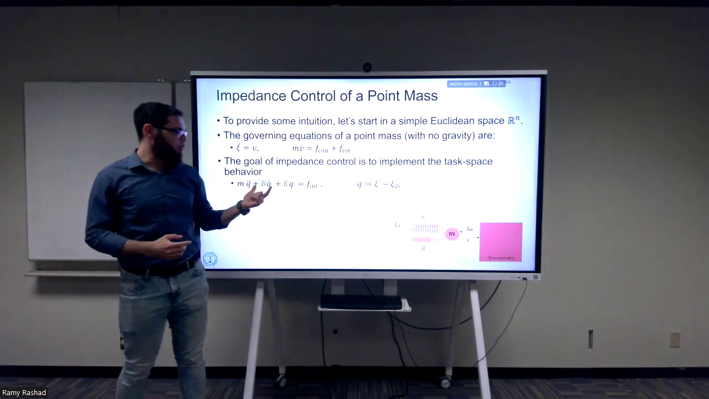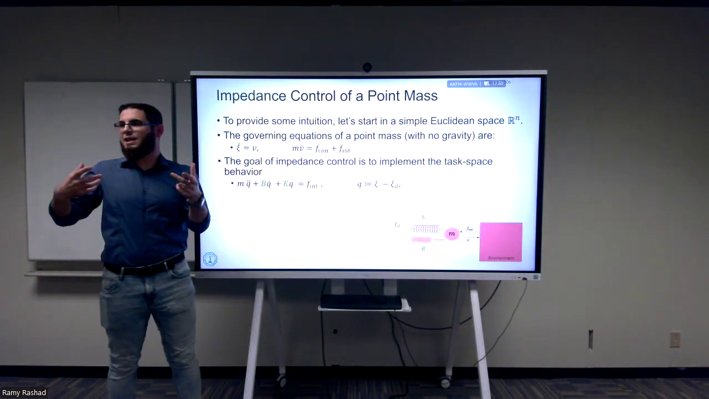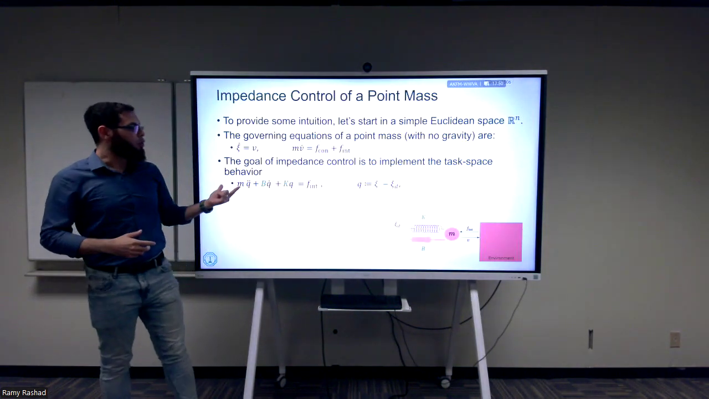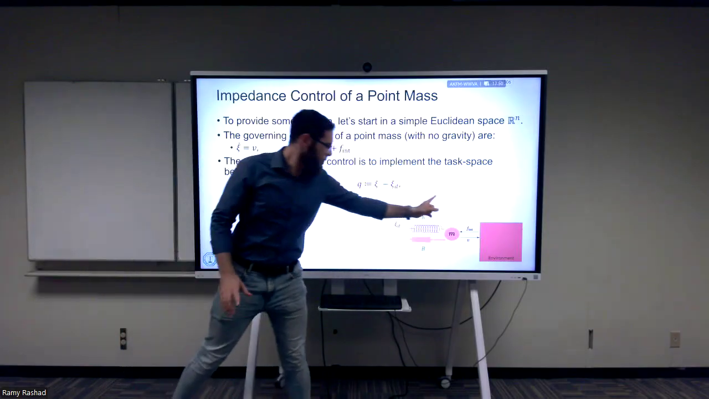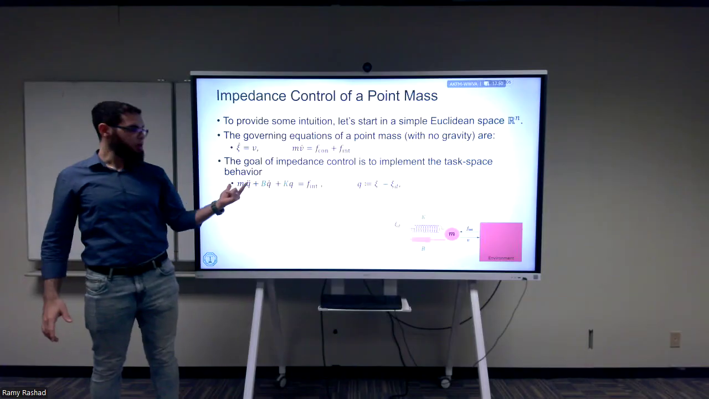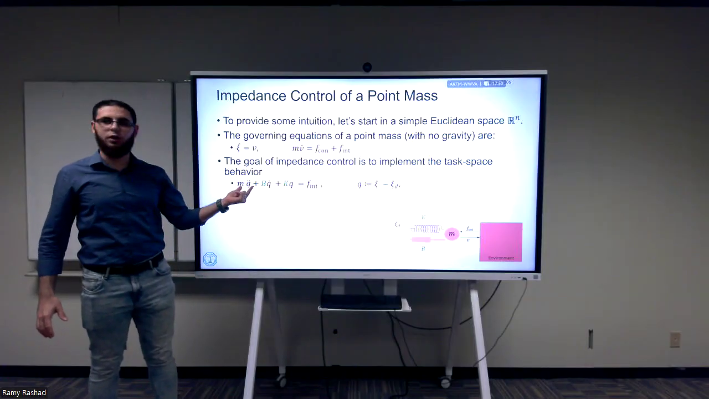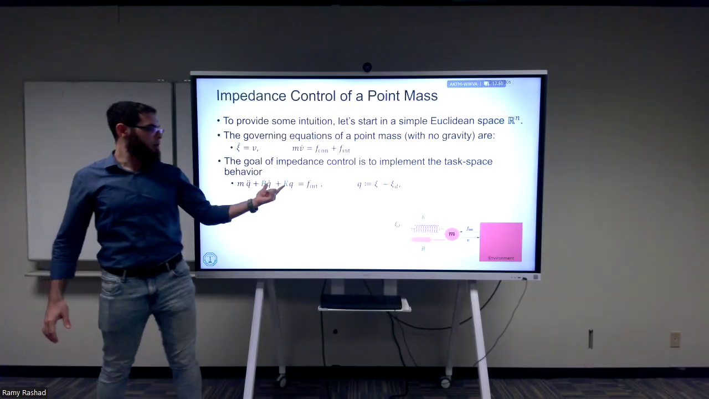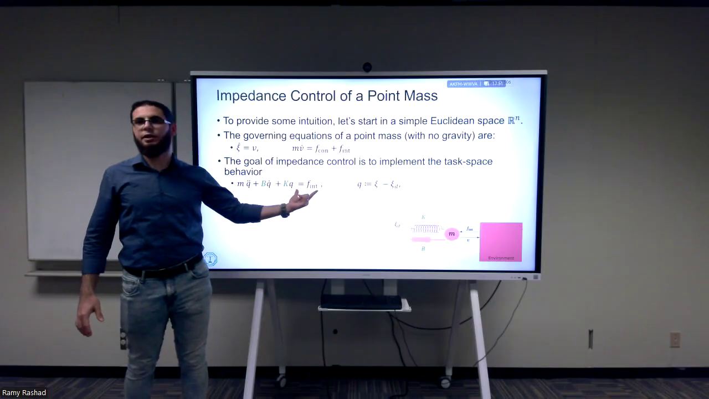The controller, we want it to be as if it's a spring and a mass. And we want the closed loop system, which is all of this together, to behave like this. We want to have m q double dot plus b q dot plus k q equal to the interaction force.